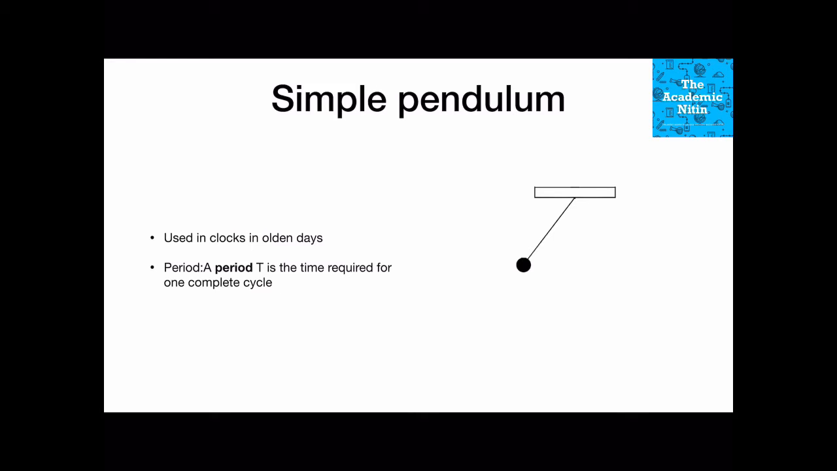Next is a very important topic in your IGCSE physics, which is the simple pendulum. The simple pendulum was used in the olden days clocks, which are also known as grandfather clocks. So now let's go into the definitions. Period. A period is denoted by the capital letter T and is the time required for one complete cycle to take place.